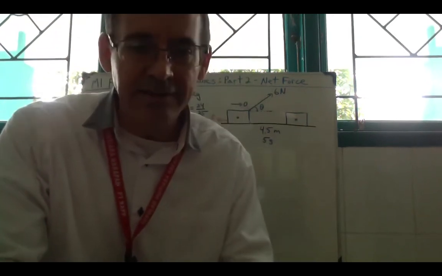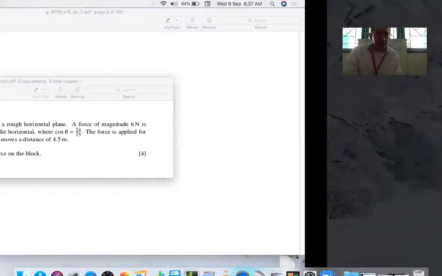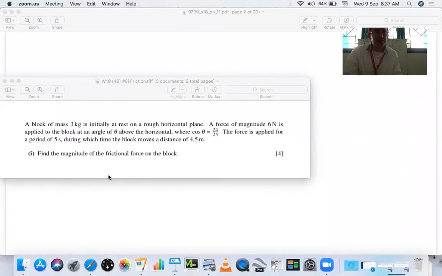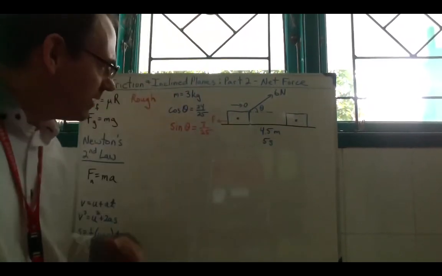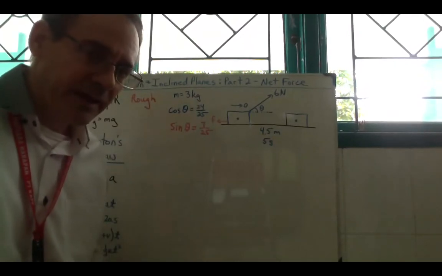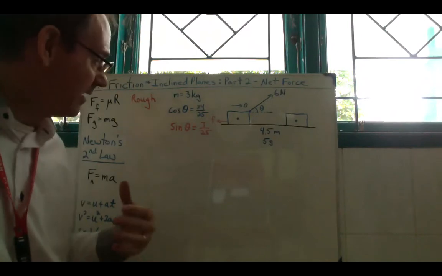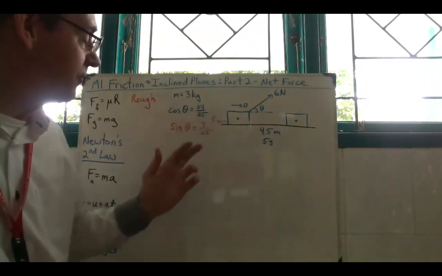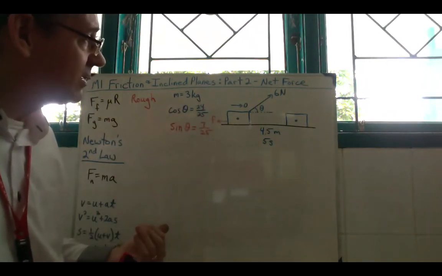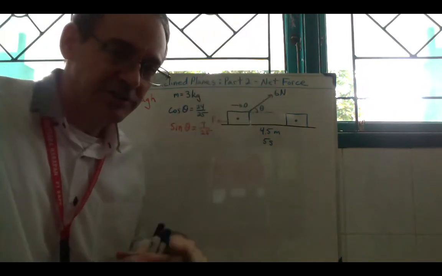Now let's look at the question. The question says, find the magnitude of the friction force on the block. So notice we're finding the entire value of the friction, not just the coefficient of friction. So let's work with that question first before we get to the other parts. One of the things that we need is to find acceleration, because this friction force is going to be in the net force formula.